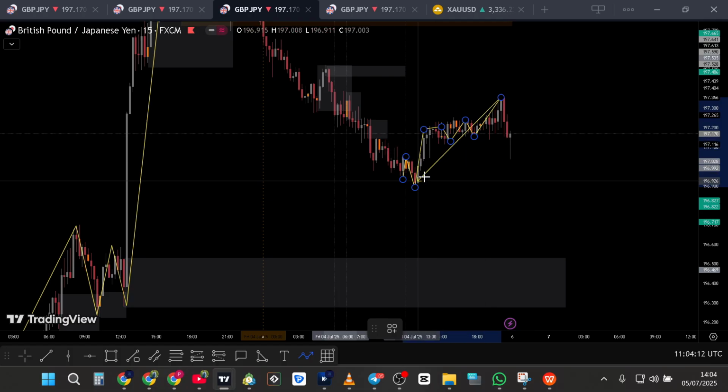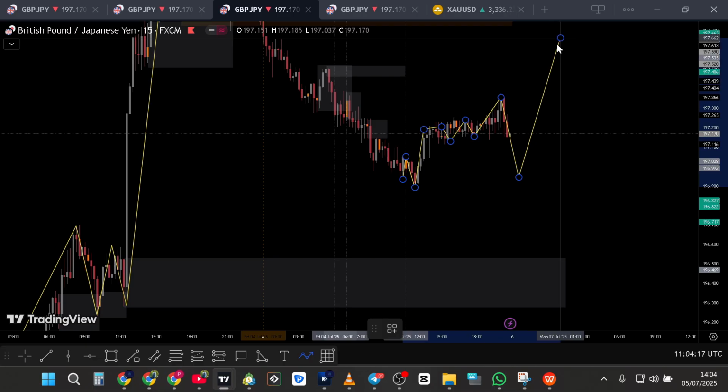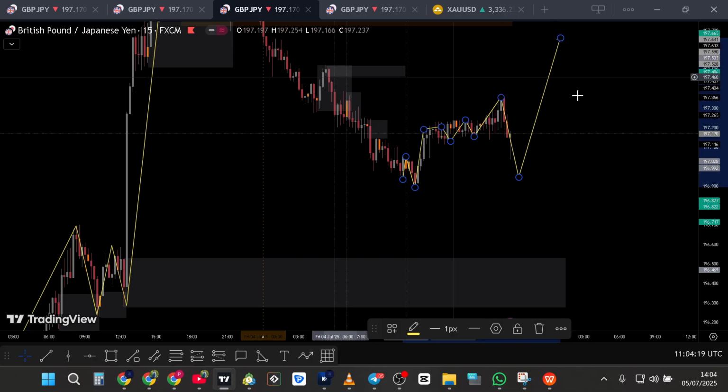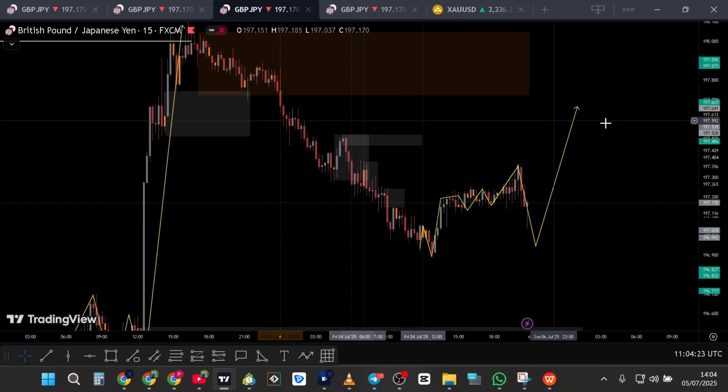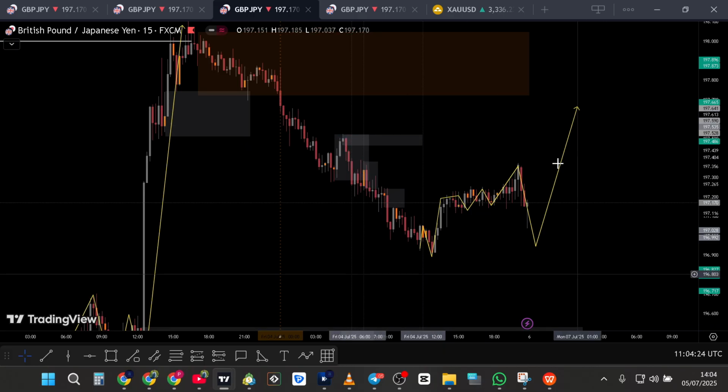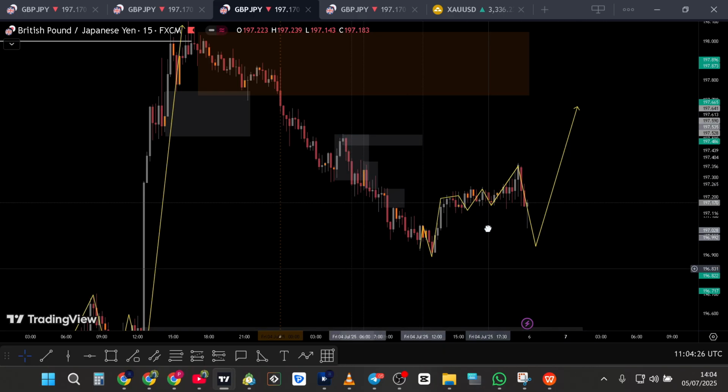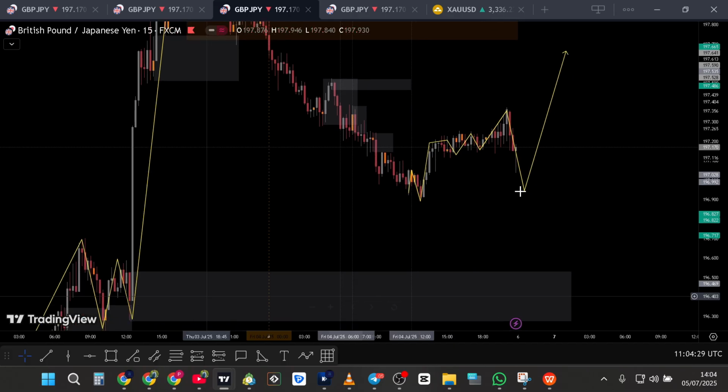So I feel price just wants to come down to here and then continue to the upside, maybe possibly to target all this buy side liquidity, before maybe continuing to the downside and mitigating that demand that they left down there.